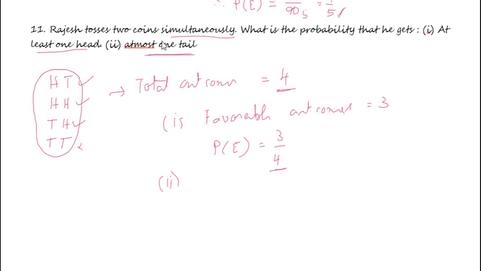Therefore the probability of the event is equal to 3 by 4. Second one, at most one tail. It cannot be more than one tail. Here it is one tail, this is okay. Here is no tail, this is also okay. What it says is you can have a maximum of one tail, but no tail is also okay. This is also one tail. Here two tails. So these are the 3 favorable outcomes. Therefore in this case also the probability of the event is 3 divided by 4.